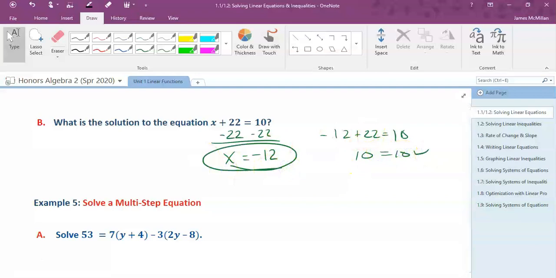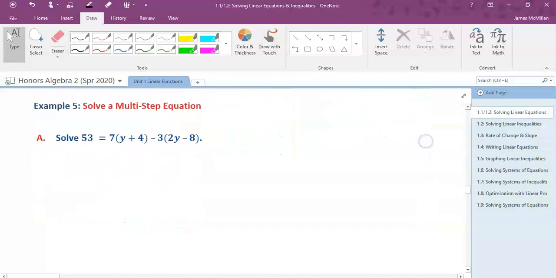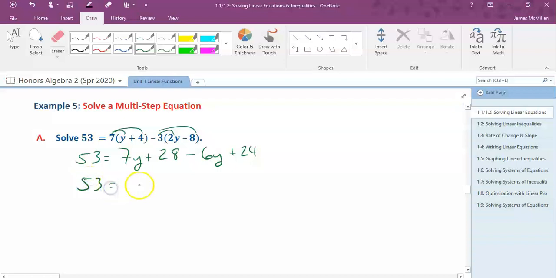If you go to multi-step problems, again, all things that you should have done in Algebra 1, just again covering it to cover our bases today. Remember to distribute this one and this one. So we're going to get that 53 is equal to 7y plus 28 minus 6y plus 24. 53 is equal to y plus 28, and 24 would give us 52. And so our next step would be to subtract the 52 from both sides. And we'll get that y is equal to 1. And then again, check that solution, make sure it works.